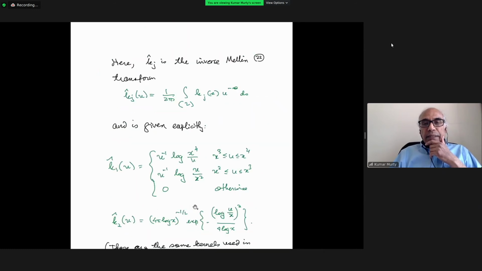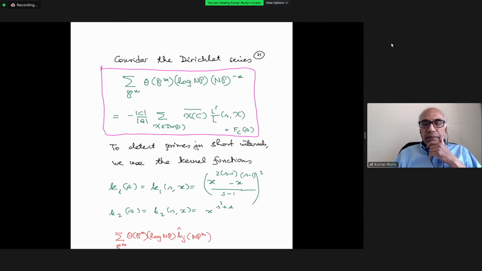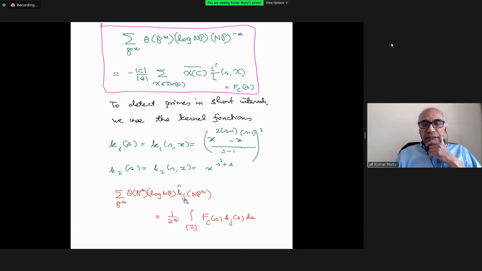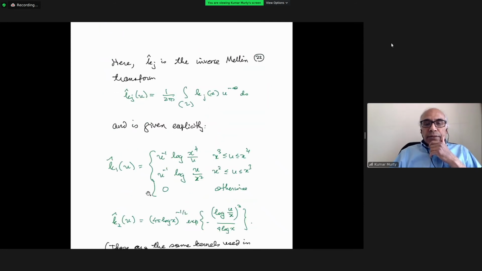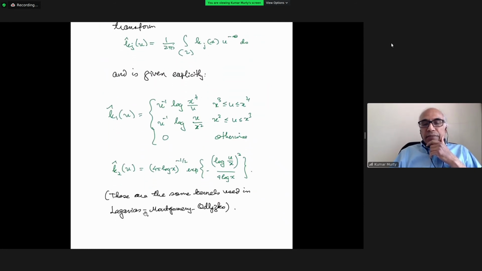And as I said, its inverse Mellin transform looks like this, and it's compactly supported. So when we have this sum here, you see it's going to die as soon as norm p to the m is bigger than x to the fourth. What is x? X is this parameter that we've introduced. So you get this, and as I said, we're not doing anything new here. These are the same kernels that Lagarias, Montgomery, and Odlyzko used, and many other people have used as well.